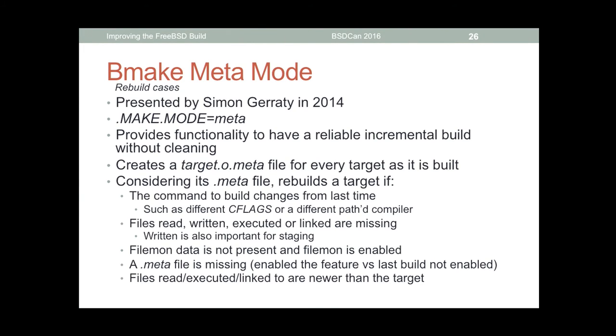And so then on the next build, it will open up the metafile, and there's a detailed list here for what changes. But pretty much if any of the files that are read, written, or executed have changed, the target will rebuild. And if the build command has changed, it also will rebuild. And this is very useful if you change CC to a different compiler, or you change your CFLAGS, you want everything to rebuild, and now that'll happen with bmake's meta mode.